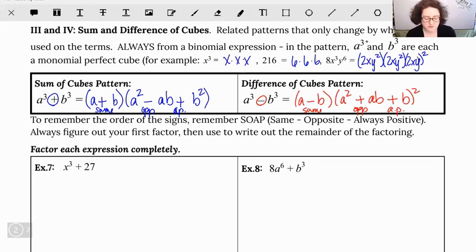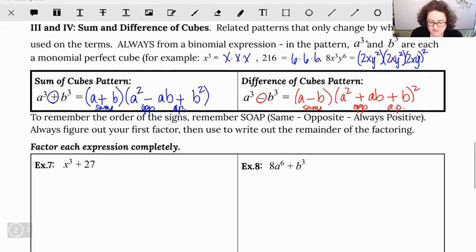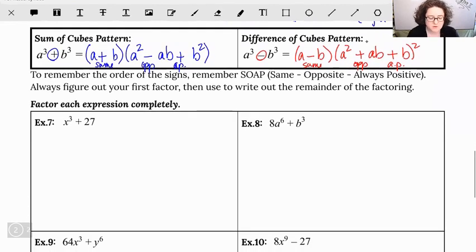So let's start pretty straightforward. x cubed plus 27. So when I'm doing this, I always like to figure out, well, what are the a and the b values? What are my perfect cube roots that I'm going to have to use for this?